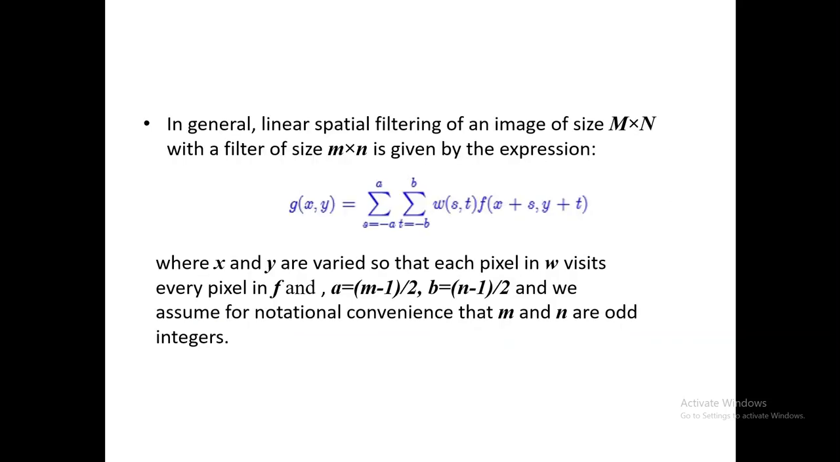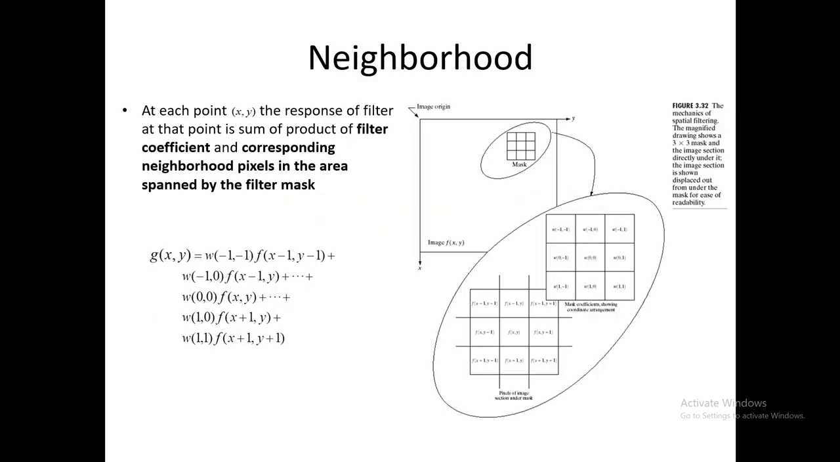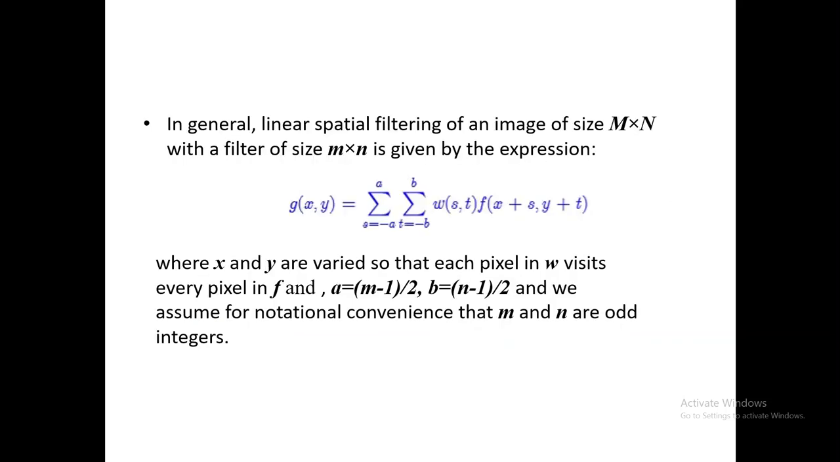We can see here, and what we do is our focus is on the filter of odd sizes, and the smallest size is 3 by 3. In this case what we have is 3 by 3 size.